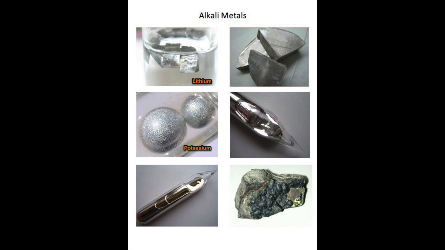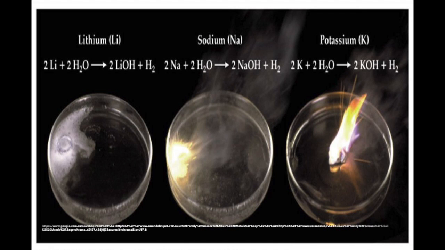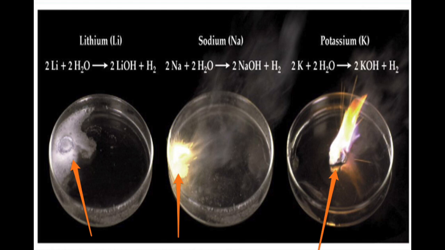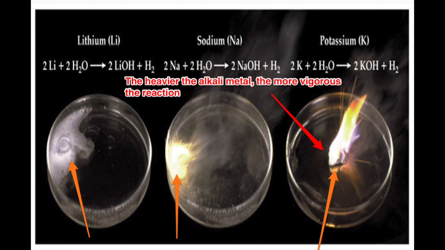Each element of group 1A gives off flammable hydrogen and creates an alkali solution when reacting with water, hence why they are called alkali metals. Their most prominent similarities are their low densities. All metals can be easily cut by a knife and float on water. These densities reach as low as 0.53 grams. The heavier the alkali metal, the more vigorous the reaction.